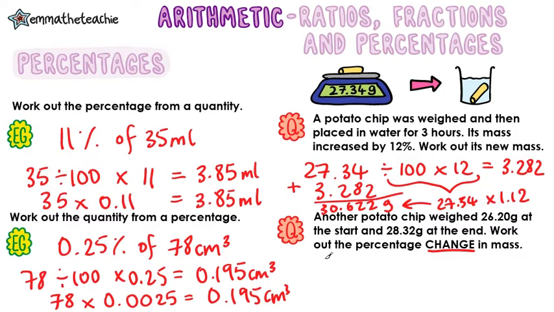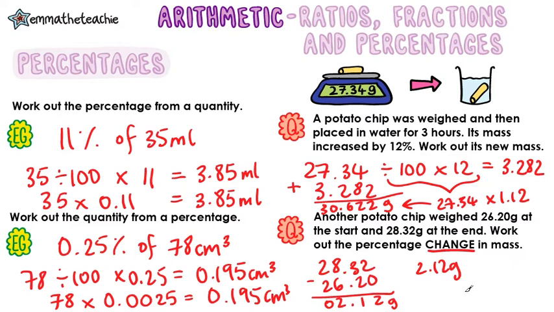Okay, so we're going to do 28.32 minus 26.20. And you could do that on your calculator or in your head. This is a nice one. And we get 2.12 grams.